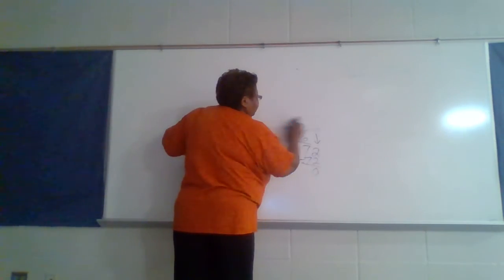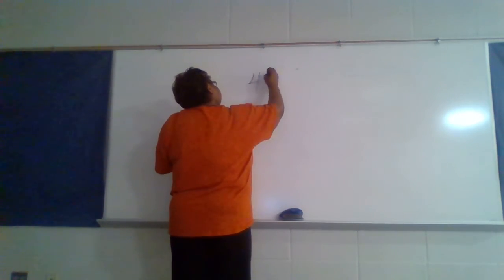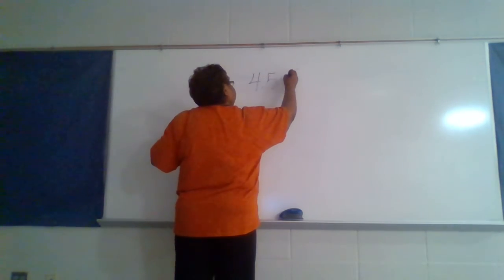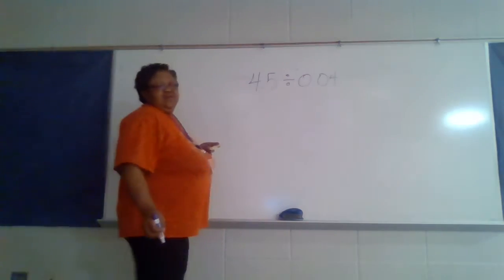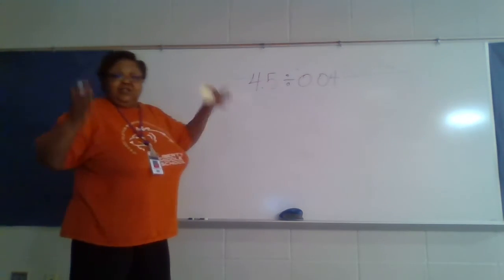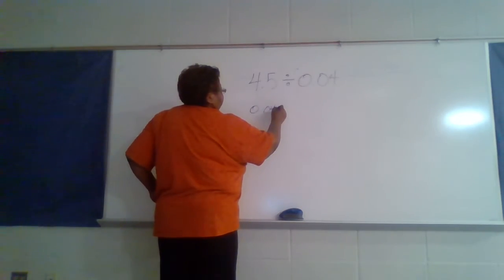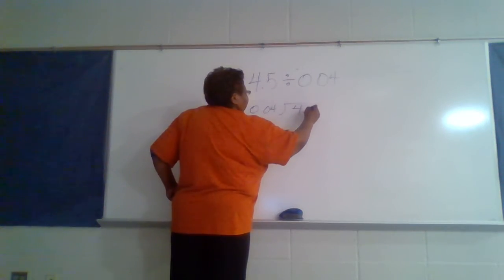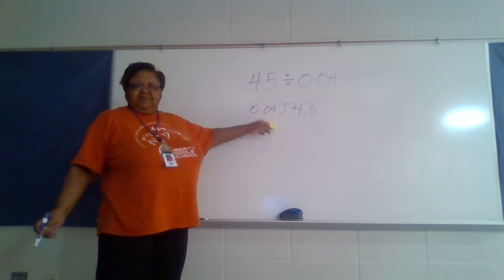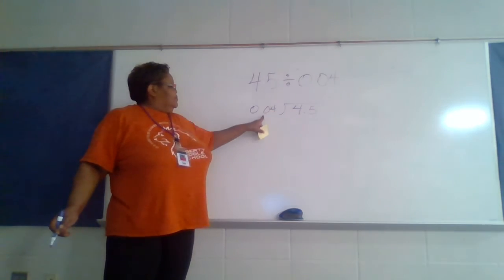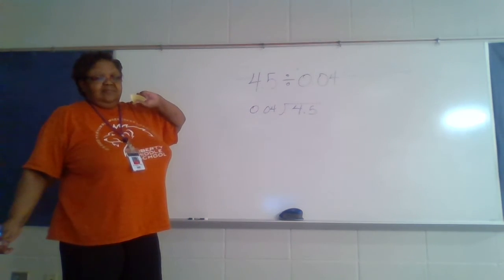I'm going to show you one more type. So this is 4.5 divided by 0.04. Okay, so now let's rewrite it in long division. Now, how many places do you think I have to move this decimal? So I have to move it there. How many places do you think there's going to be? If you said 2, you're right.